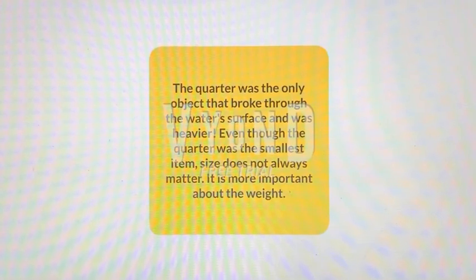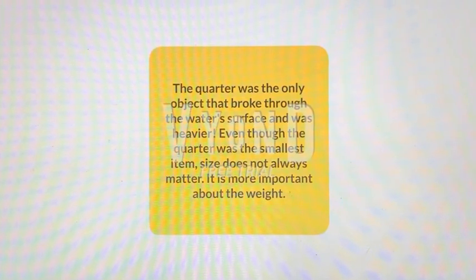The quarter was the only object that broke through the water's surface and was heavier, even though the quarter was the smallest item. Size does not always matter. It is more important about the weight and the density. The quarter was much more dense.